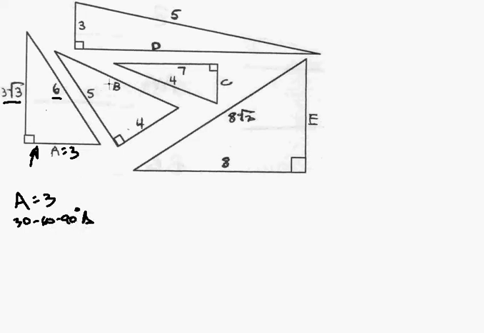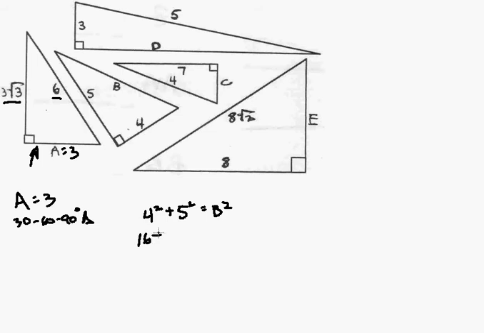Okay, looking at B, it's not a 30, 60, 90, it's not a 3, 4, 5, it's not a 45, 45, 90, so I'm guessing we're going to have to use the Pythagorean theorem for this one. So one of the legs squared plus the other leg squared is equal to the hypotenuse squared, which in this case is B.